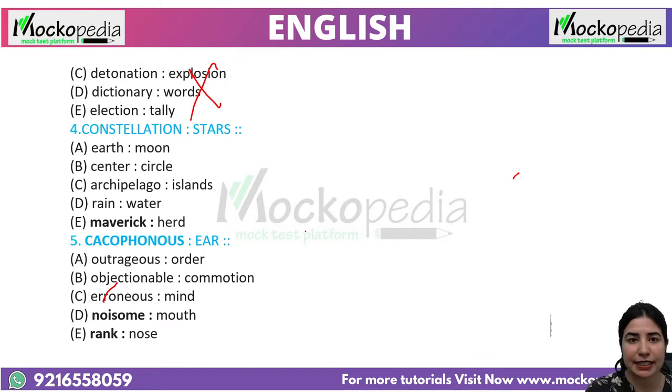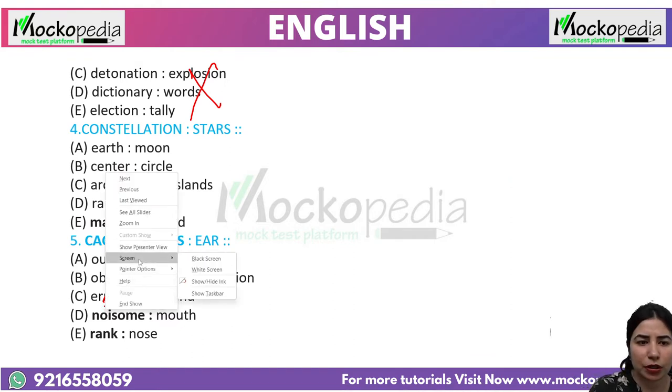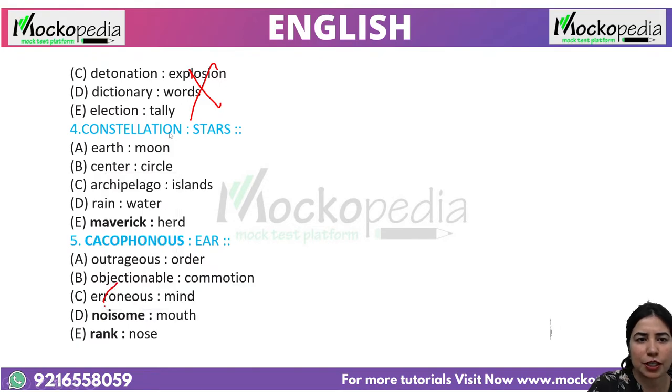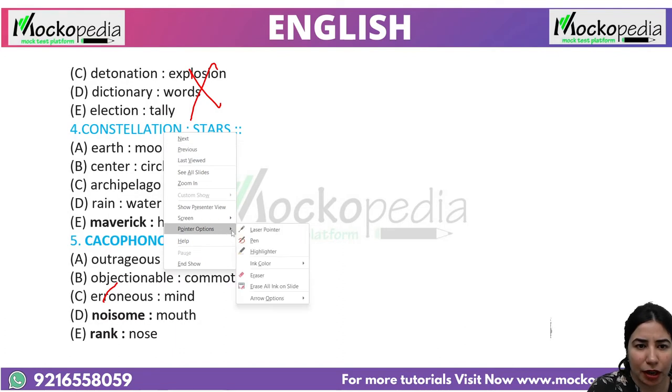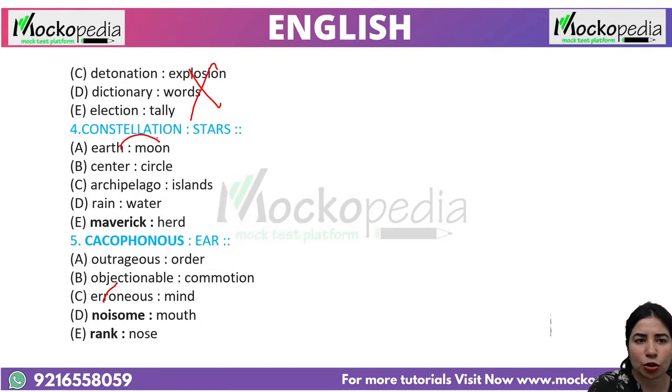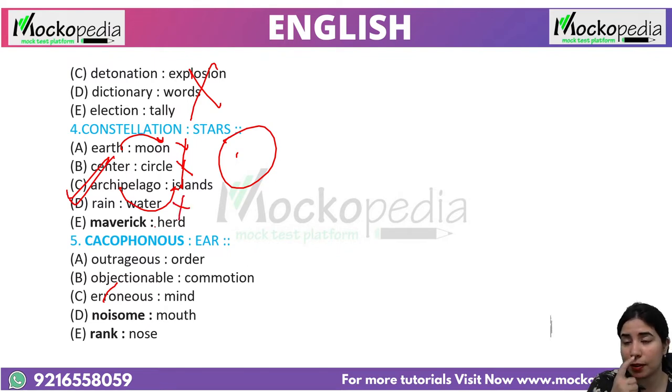So let's start. Now, when we talk about constellations, so constellation is a group of stars, right? So in that case, if we take a look at the available options, so Earth is not a collection, right? Goes out. Center and circle. Center is the midpoint of the circle, so that doesn't match. Archipelago, a group of islands is called archipelago. We can definitely keep this. And rain and water goes out. Maverick is a person who is smart, right? Or herd the group. So, koi relationship exactly nahi exhibit hua. We'll go for C as an answer, right?